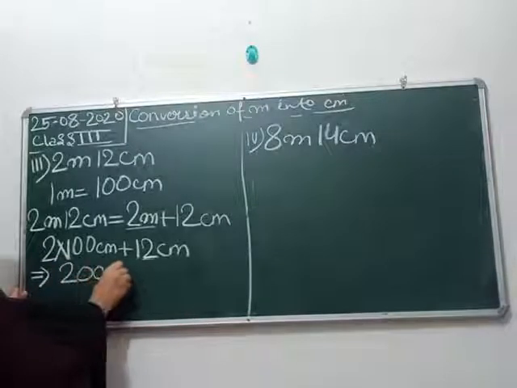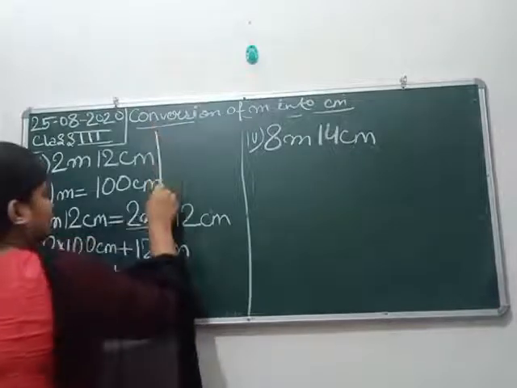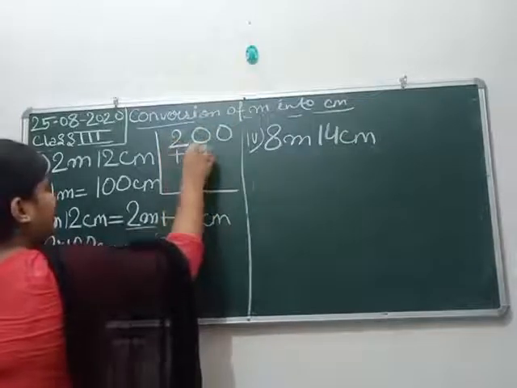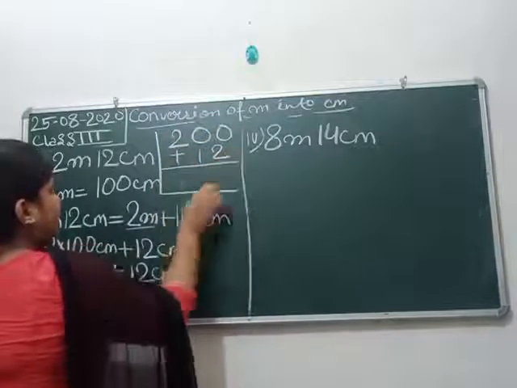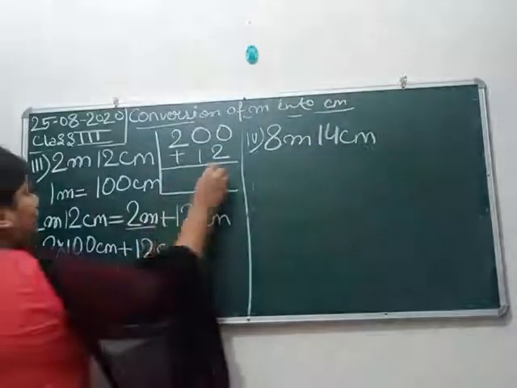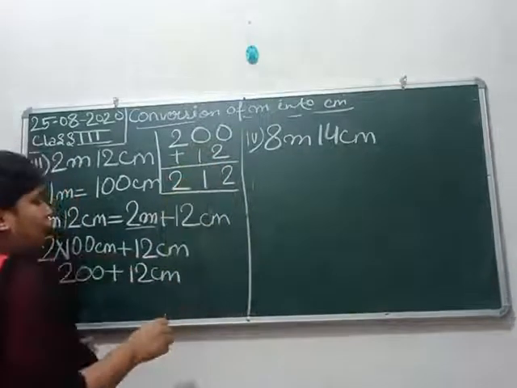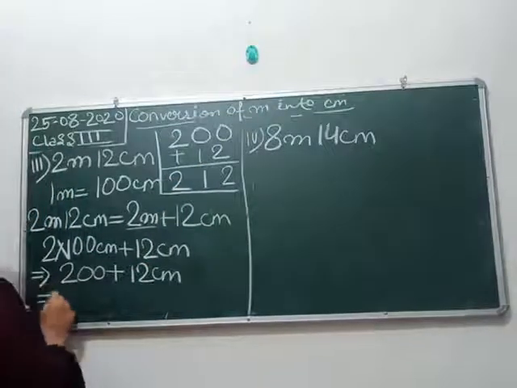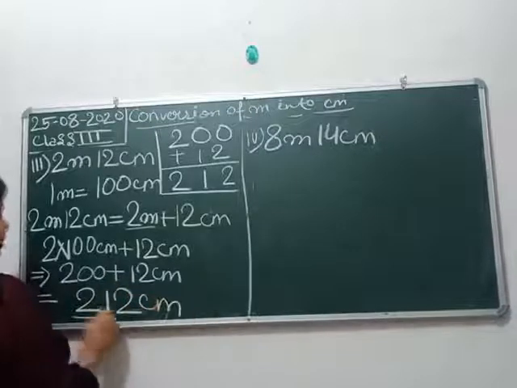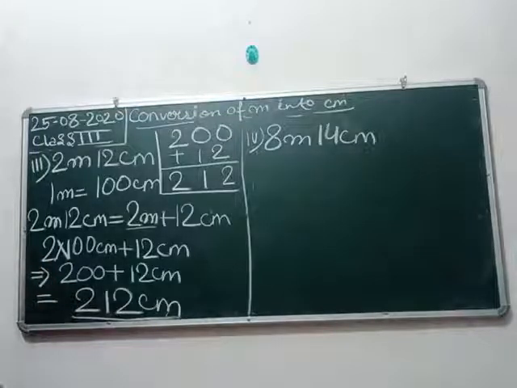That will give us 200 plus 12 centimeter. Now 200 plus 12 centimeter. What to do? 0 plus 2 will get 2, 0 plus 1 will get 1, and 2 will be 2. So our answer is 212 centimeter. So this is how we will convert a given number which is given in meter and centimeter into centimeter.